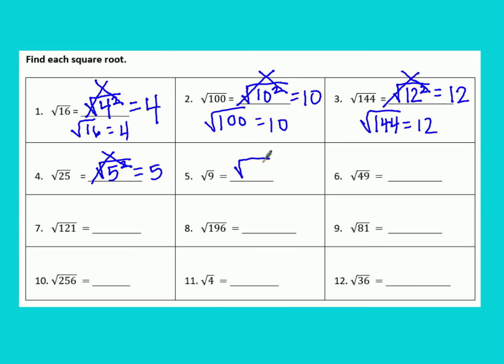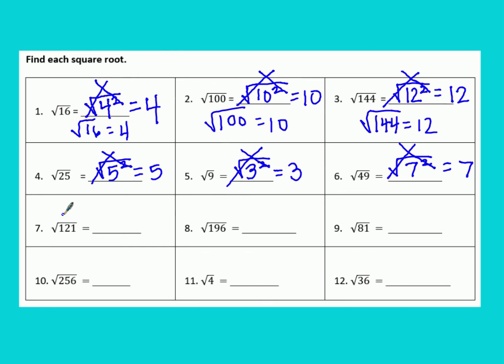Next problem, we have the square root of 9. 9 can be rewritten as 3 squared. These cancel each other out, and we're just left with 3. In our next example, square root of 49. 49 is 7 squared, so we can rewrite it. Square root and the square are opposites. They go away, and we're left with 7. So the square root of 49 is 7.